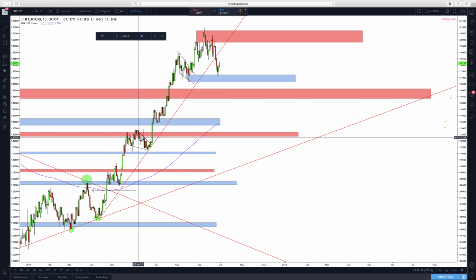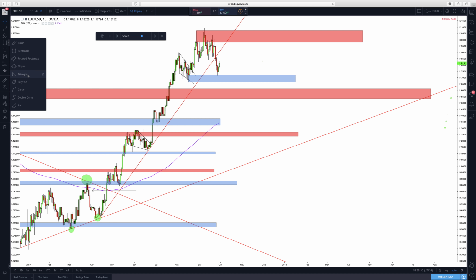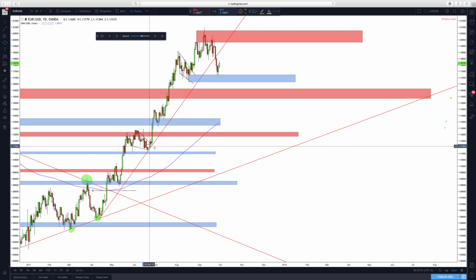Right through here, it touched that point and respected it. So this could have been one of the better entries we could have had going with the market. We're coming back up. You can see it's respecting all these levels.